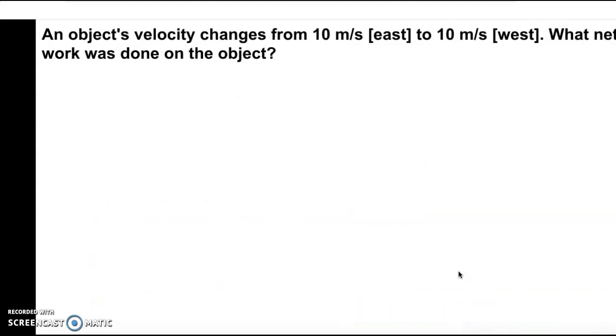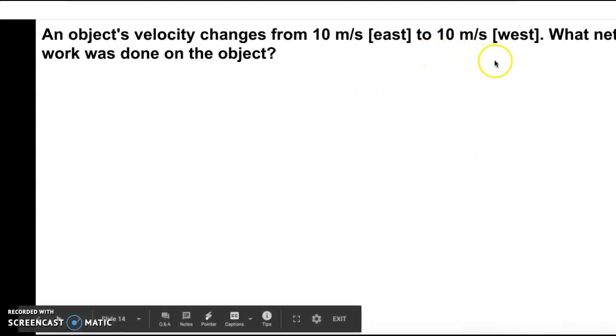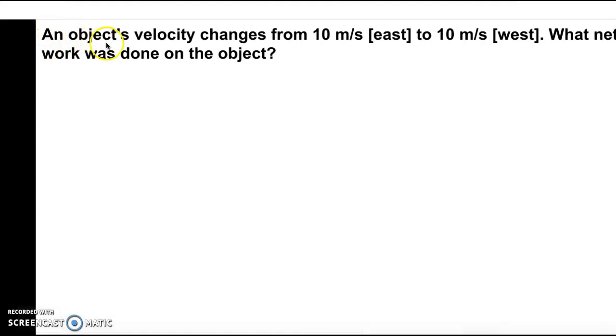One more. I threw this one in because people can get tricked because of the directions here. If I explain this, hopefully you won't get tricked. An object's velocity changes from 10 meters per second east to 10 meters per second west. What net work is done on the object?